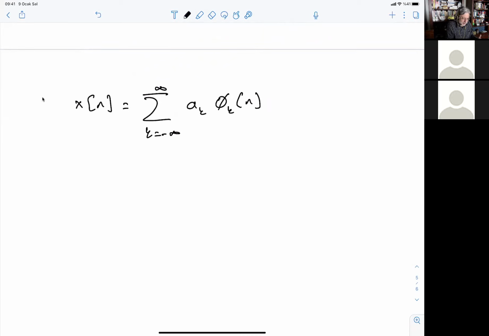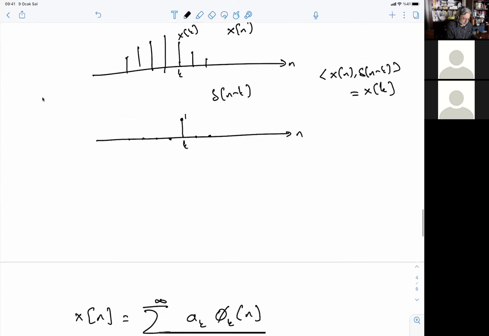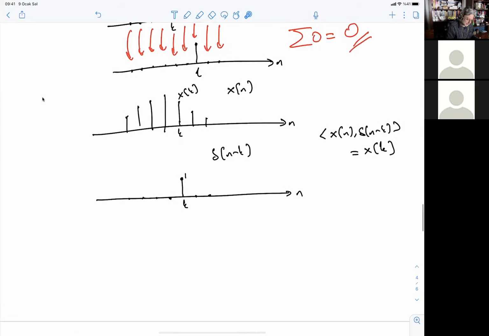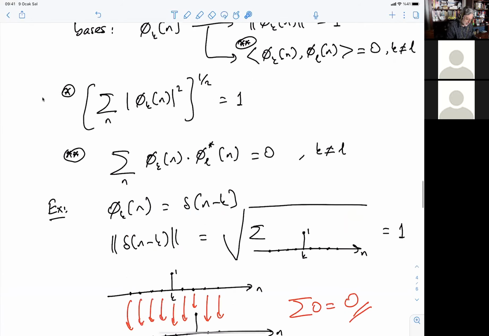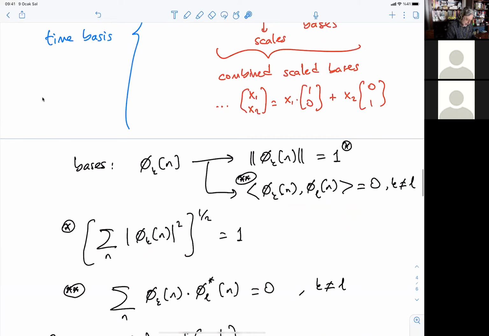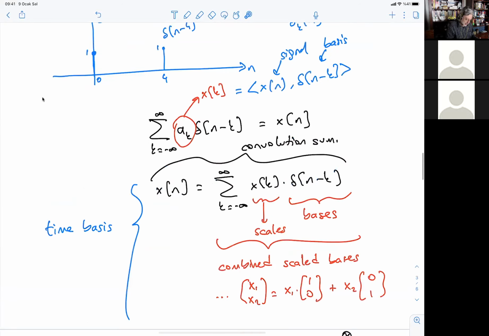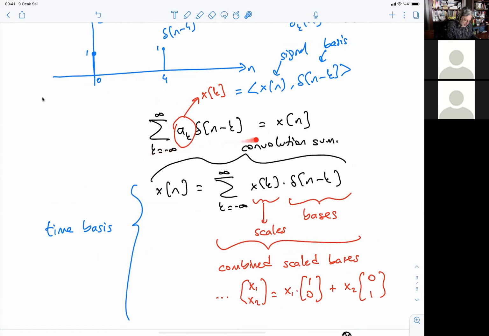So these phi_k[n]'s are our new basis vectors for the representation of x[n], where if phi_k[n] are equal to delta[n-k], like here, then the representation is quite simply x[n] equal to something like this, where a_k will be easy to evaluate, to find. They will become x[k]. And that's a convolution sum, as we know of.